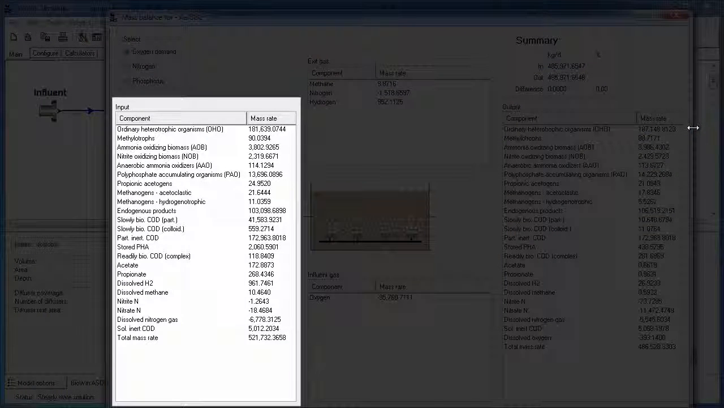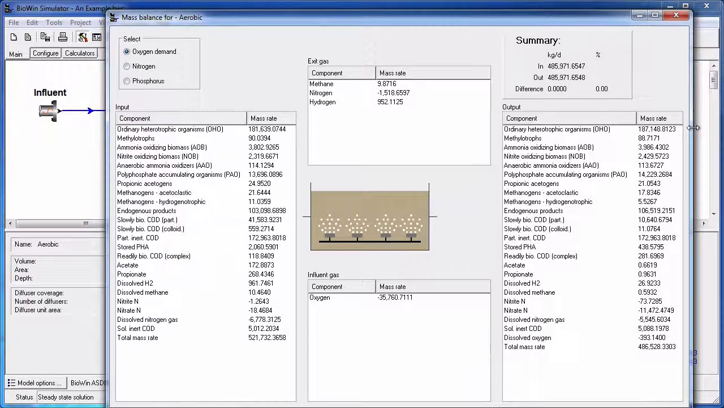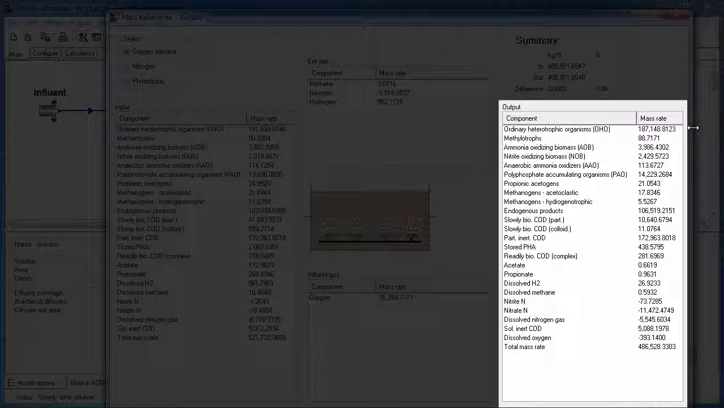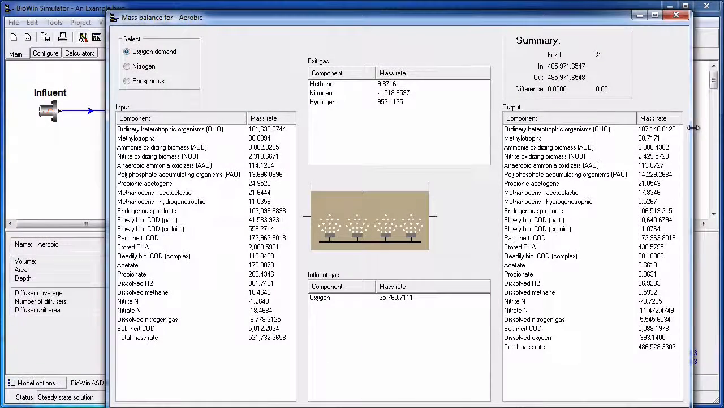The list box on the left shows the input to the element. The list box on the right shows the outputs from the element. In each of these list boxes, any state variable that contributes to the material selected, in our case COD, is listed and the mass flow rate for each is given.